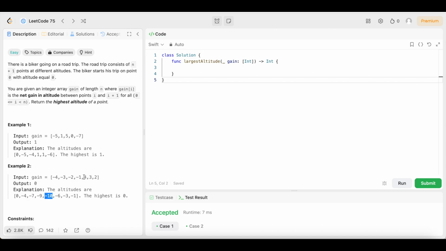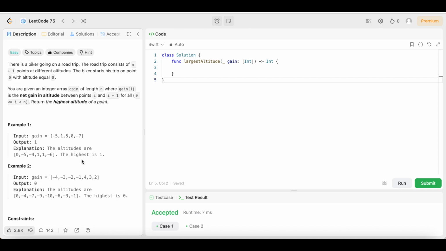And now he's trying to make his way back up. So he goes up a hill 4 miles. Now he's only 6 miles below sea level. Then he goes up another hill 3 miles. Now he's only 3 miles below sea level. Then he goes 2 more miles up a hill, and that leaves him at -1. He's 1 mile below sea level. However, he started at sea level at 0. So that's why the highest is 0. That's why the output is 0.